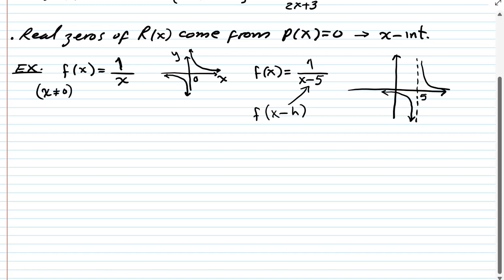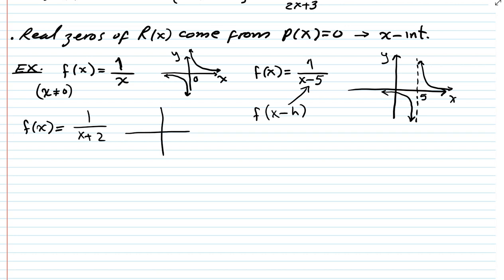Okay. And there. So we can still use translations or transformations to graph these functions readily and easily. If I want to graph, for instance, f of x equals 1 over x plus 2, this one would be the graph of 1 over x, only shifted to the left 2 units. The vertical asymptote is at x equals negative 2.